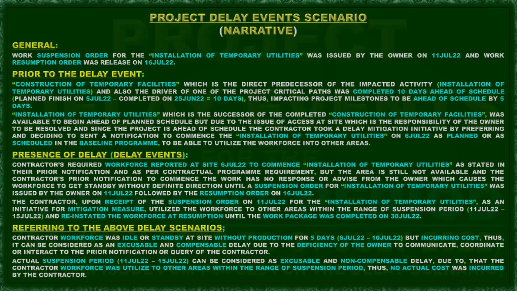The actual suspension period here, 11 July to 15 July, can be considered as an excusable and non-compensable delay due to the contractor workforce being utilized in other areas within the range of the suspension period. Thus, no actual cost was incurred by the contractor.